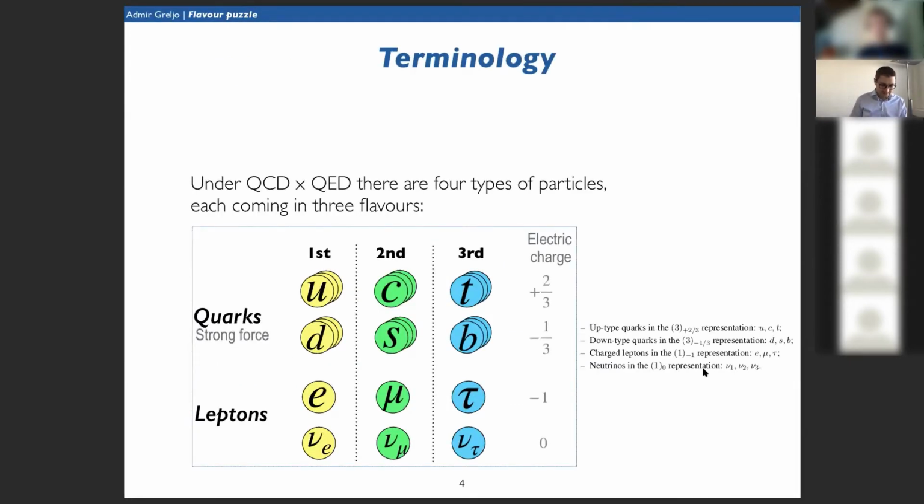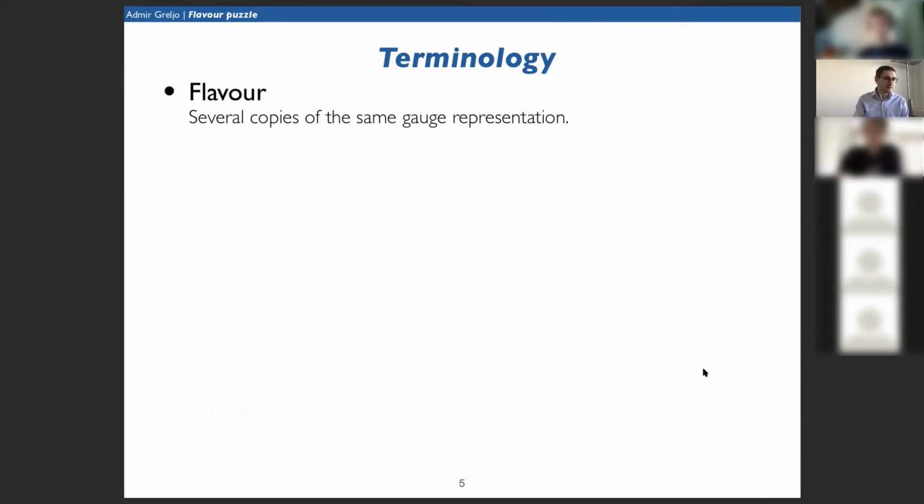So before starting, I would like to introduce some terminology which is used in this community. Flavor refers to copies of the gauge representation. Specifically in the context of the standard model, we think about the unbroken standard model gauge group, which is QCD cross QED. And there are four different types of representations of matter fields, of fermions, under the unbroken gauge group. These are up-type quarks, down-type quarks, charged leptons, and neutrinos. So there are these four types of different representations, and all of them come in three copies, in three flavors. Okay, first, second, and third generation. So flavor is a copy of the same gauge representation.